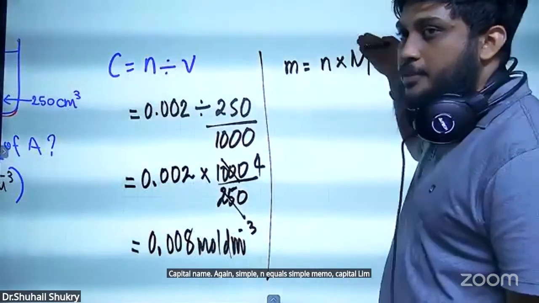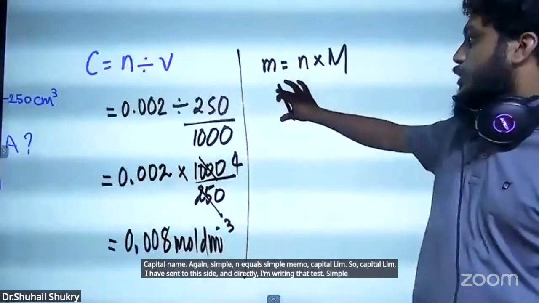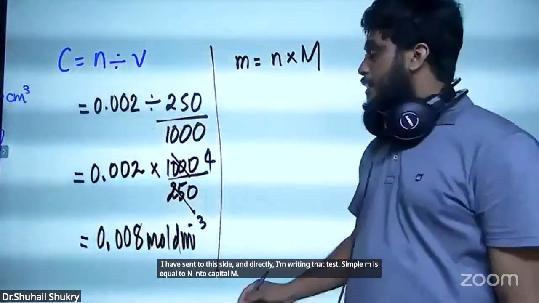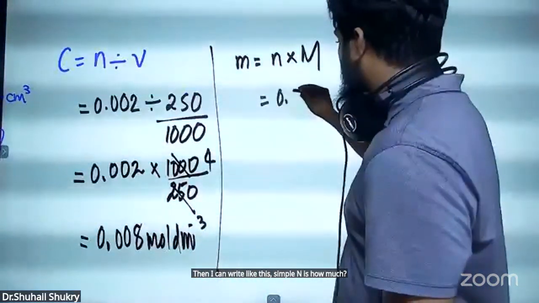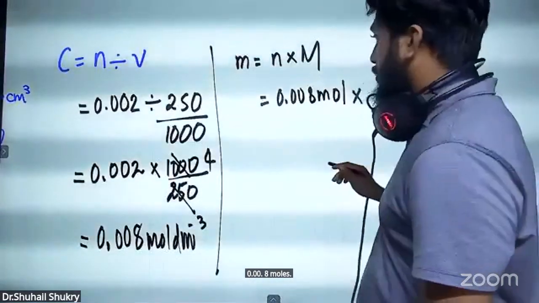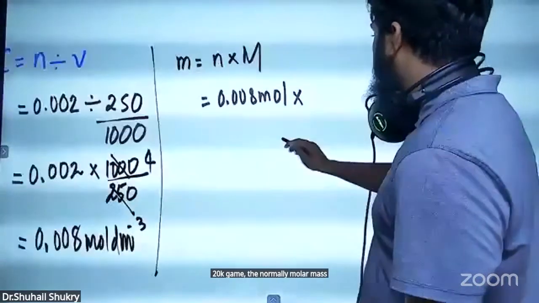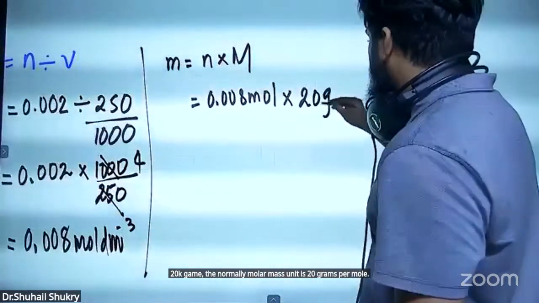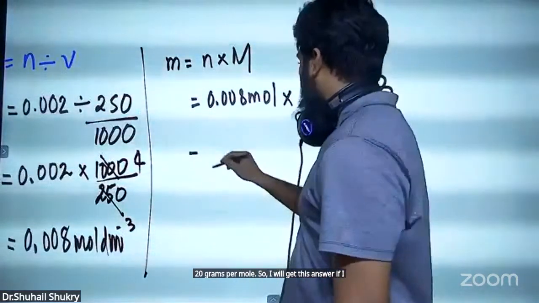So capital M I have sent to this side, and directly I am writing that as simple m is equal to n into capital M. Then I can write like this. Simple n is how much? 0.008 moles. Capital M is how much? 20 grams per mole. I will get the answer if I multiply like this.